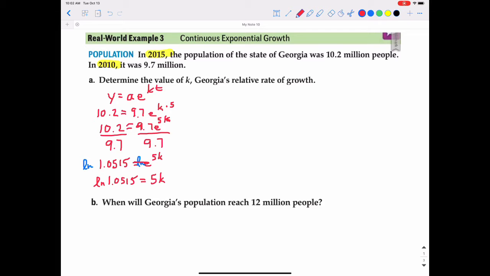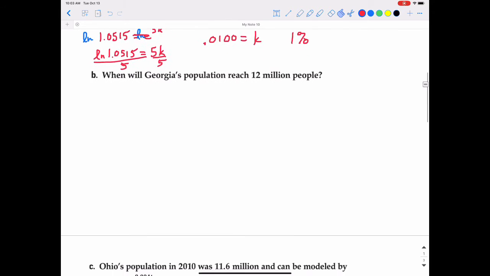So to finish solving this, I'm going to divide both sides by 5. And that will give me k equal to the ln of 1.0515 divided by 5. And you get approximately 0.0100 if I round it to 4 decimal places. And so the population growth, if I change that to a percent, would be about 1% after moving my decimal 2 places to the right. So we're going to use that information for k to answer questions B and C.